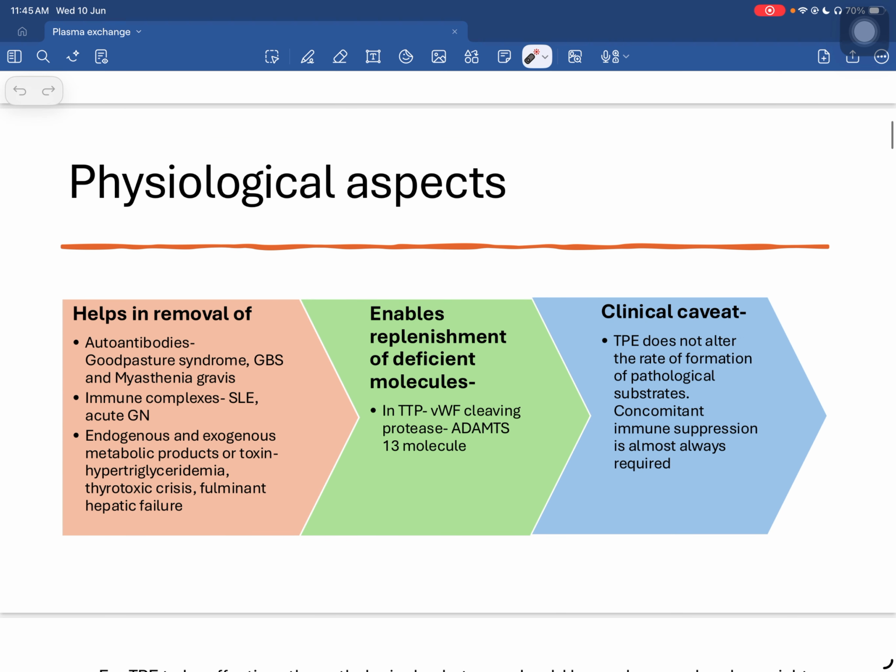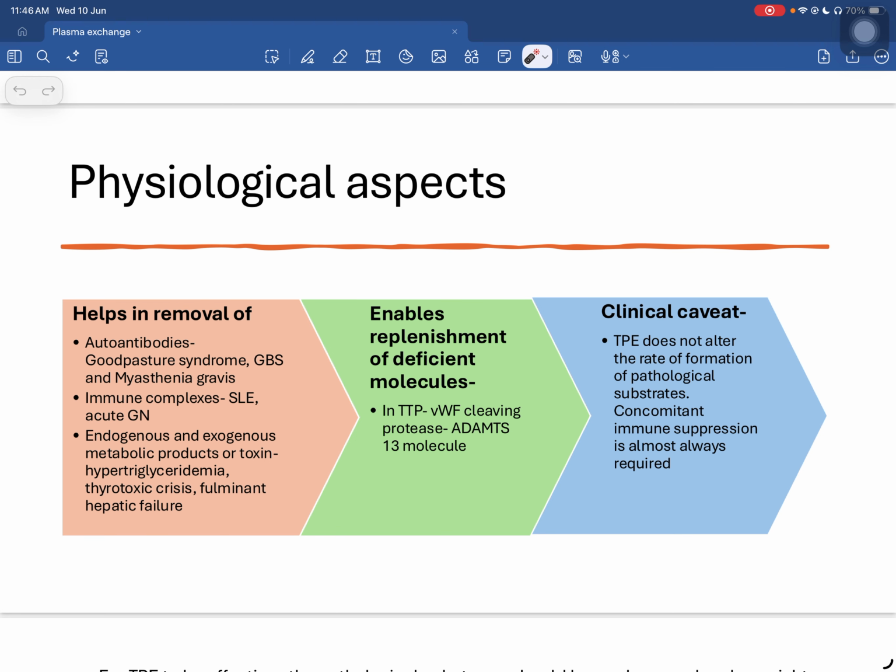So how does this actually help, or why do you want to do plasma exchange? It helps in removal of autoantibodies, like in Goodpasture syndrome, GB syndrome, or myasthenia, or to remove immune complexes, like in SLE or acute glomerulonephritis, and in conditions where there are metabolic products, either endogenously formed or exogenous, or where there are toxins. Examples for that would be hypertriglyceridemia, thyrotoxic crisis, or fulminant hepatic failure. Or it helps to replenish deficient molecules. Like in TTP, we have this ADAMTS13 molecule which is missing, so that can be replaced along with the plasma.